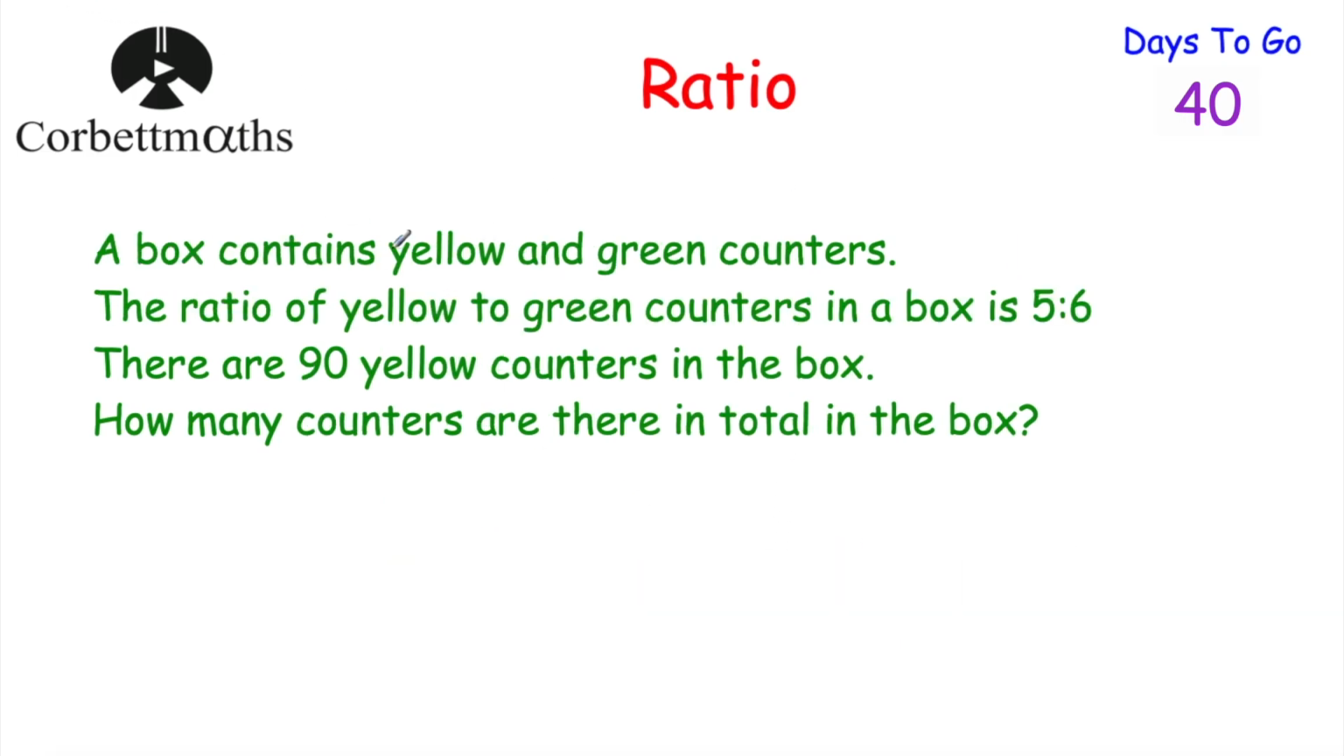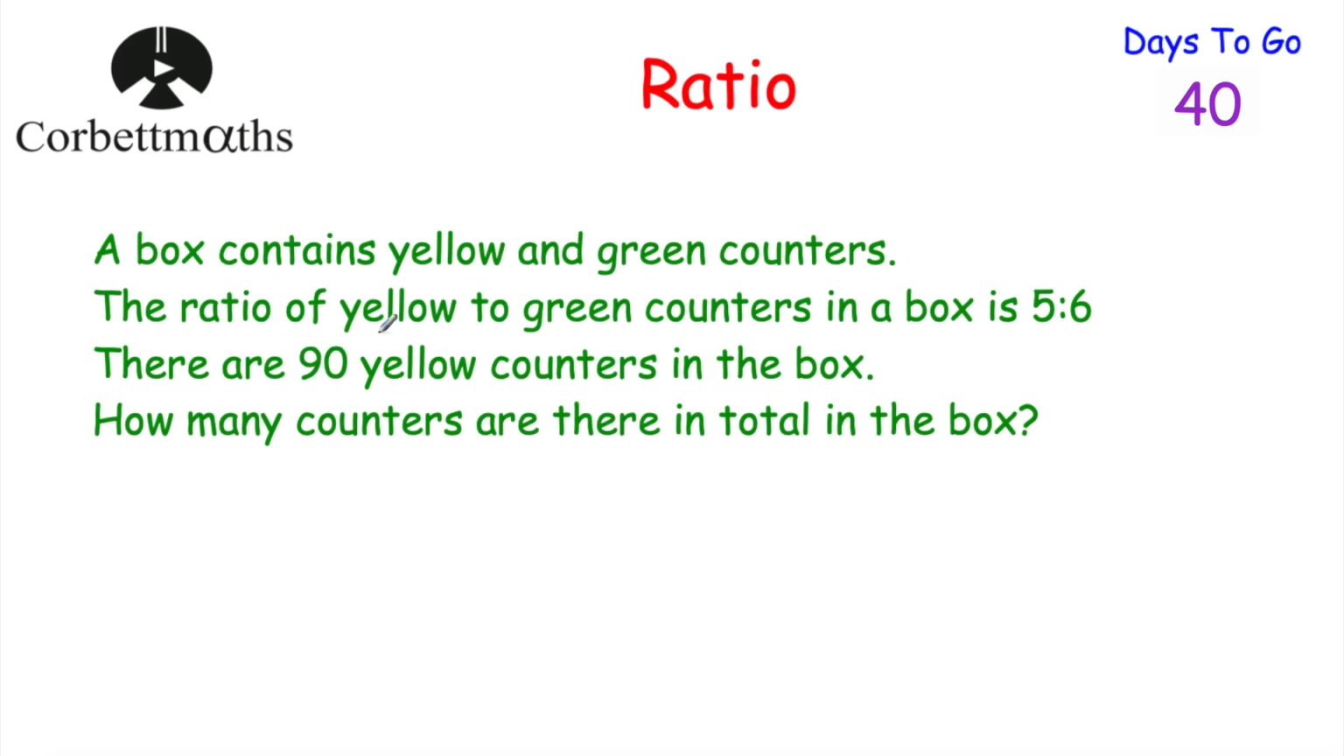Okay, so here's one for you to try. The question says a box contains yellow and green counters, and the ratio of yellow to green counters in the box is 5 to 6. And then we're told there's 90 yellow counters in the box. How many counters are there in total in the box? So feel free to press pause now to try this question.